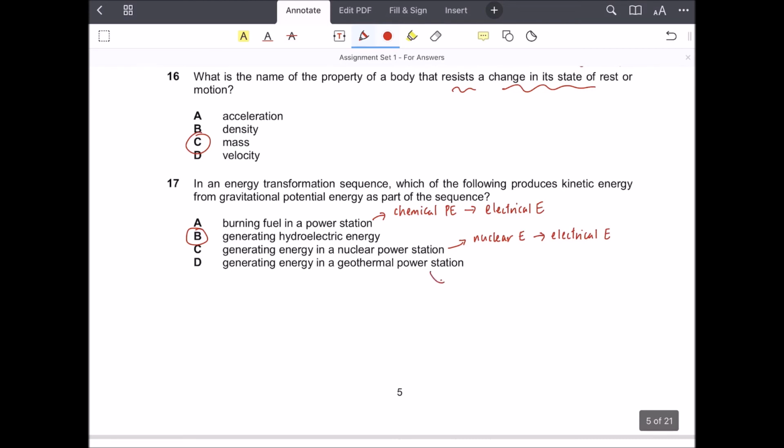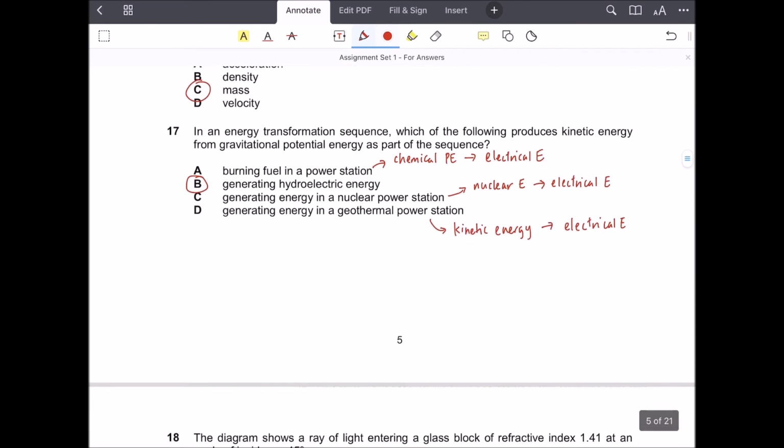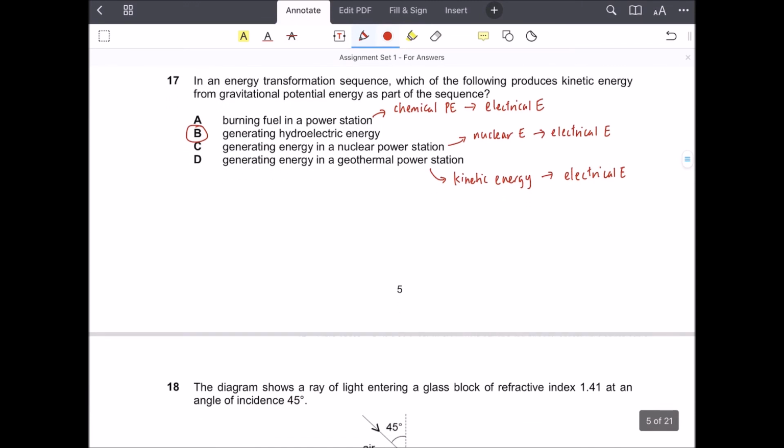Geothermal is actually from your kinetic energy to GPE, but at the end of the day you will get electrical energy. Okay, so the answer for 17 is B.